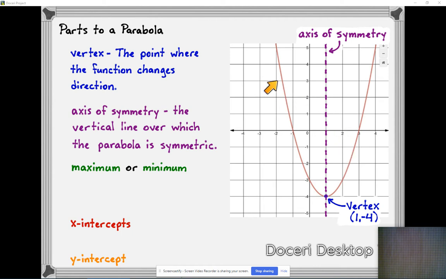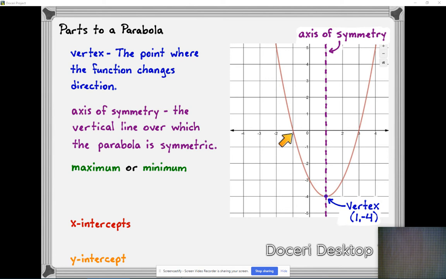Or in other words, the points on this side are the same distance away from the axis of symmetry as the points on this side. An example of that would be this point right here. How far is it from the axis of symmetry? Well, it's 1 unit away from the axis of symmetry. If I move 1 unit on the other side, I end up at a point that is symmetrical with this point. So this is the axis of symmetry.